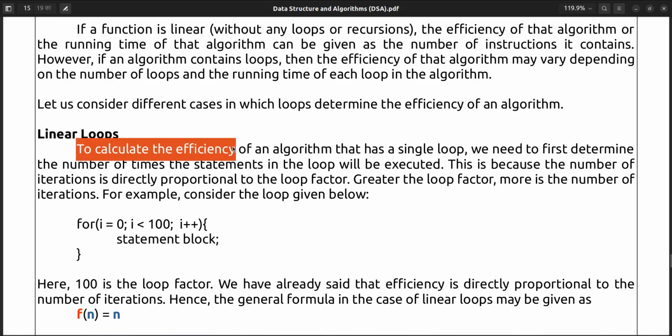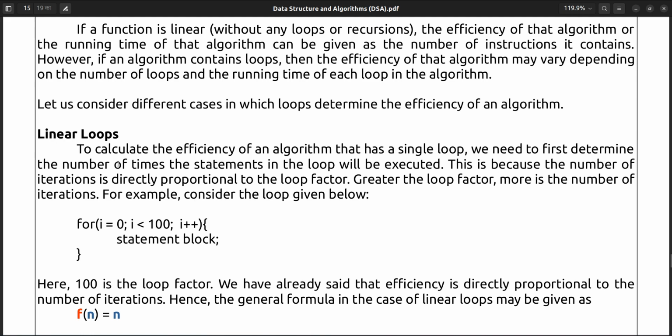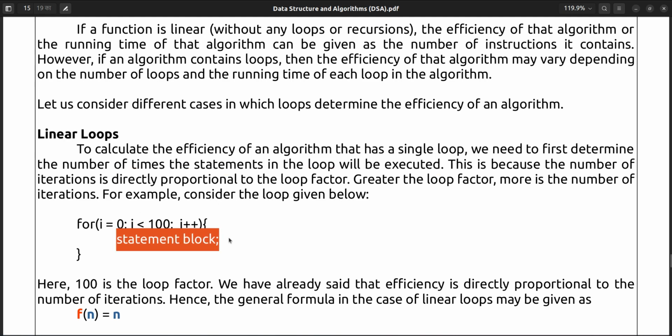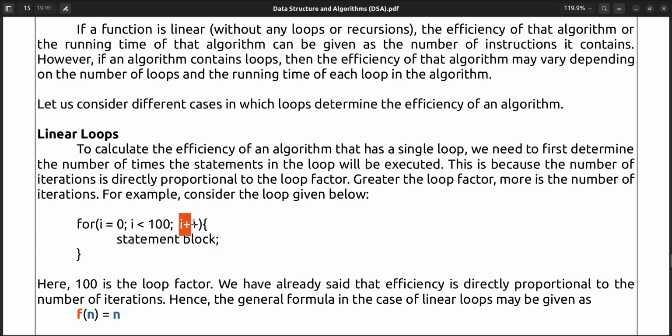To calculate the efficiency of an algorithm that has a single loop, we need to first determine the number of times the statements in the loop will be executed. So whatever statements are there, how many times will they be executed? This statement will be executed 100 times here, because this loop starts from I equal to 0. If I less than 100, increment by 1 and execute this block. First it will execute this block and then it will do the increment operation.